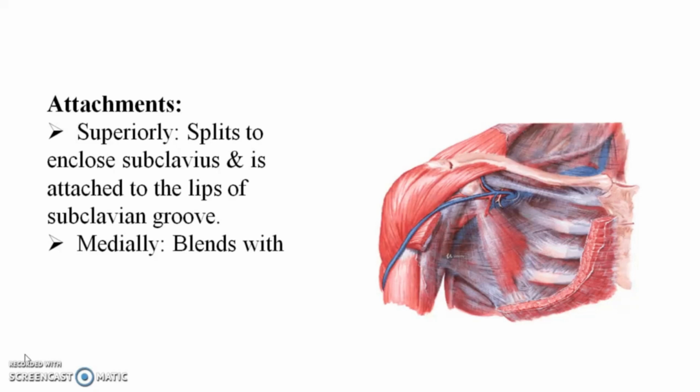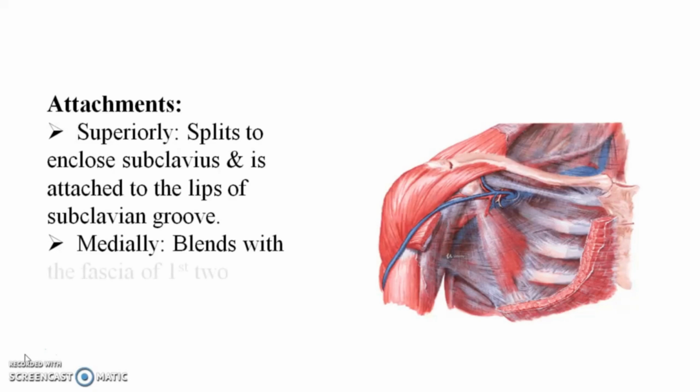This clavipectoral fascia, after covering the lower part or deeper part of pectoralis major, it is going to cover the whole of the pectoralis minor. Later, in the superior border of pectoralis minor, it is going to form a single sheath, and then it splits into two as anterior and posterior lamina. Later, it is going to insert in the inferior surface of clavicle, that is on the lips on either side of subclavian groove. So this is all about the superior attachment of this particular clavipectoral fascia.